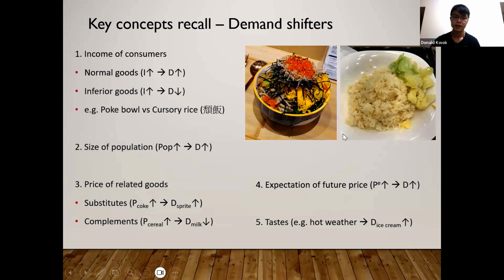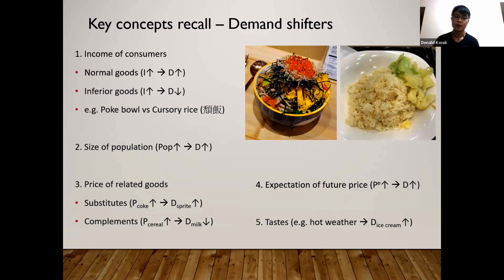All right, the second point, population size. When the population size increases, the demand for the good increases. A simple example is, when there are 5,000 people in the population, you need 5,000 bowls of rice. While if there are now 8,000 people in the population, you need 8,000 bowls of rice. So the demand for rice will increase as a result of the increase in the population size.